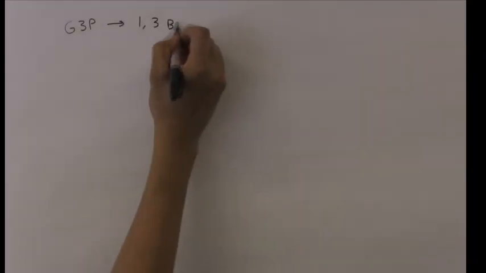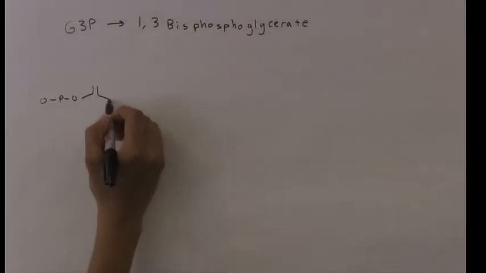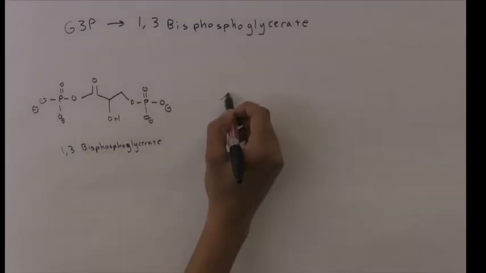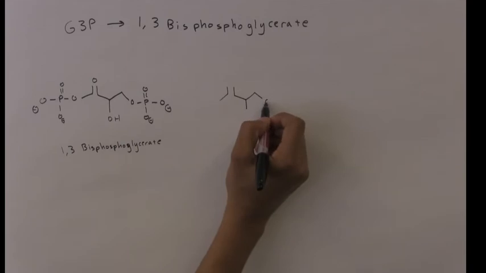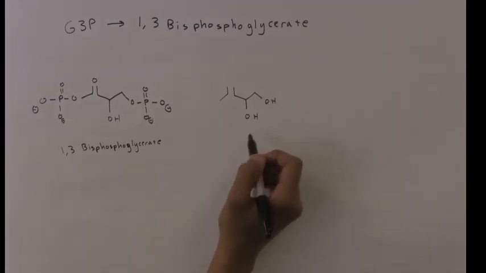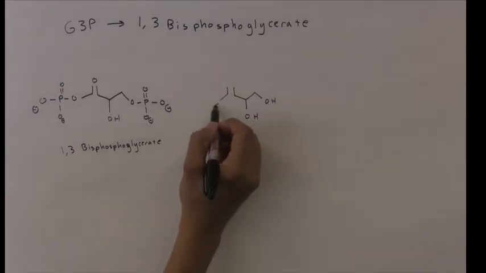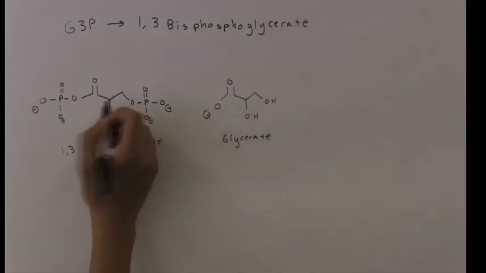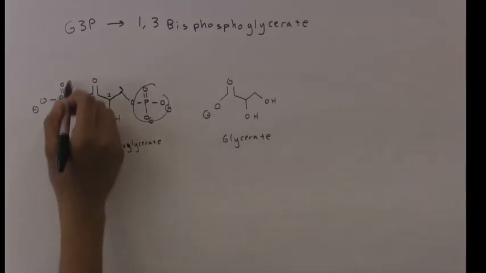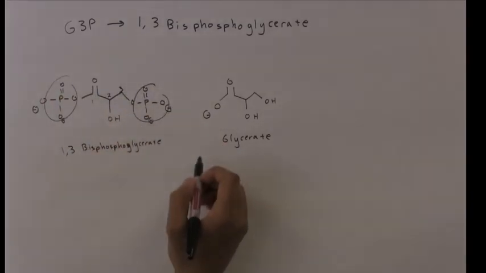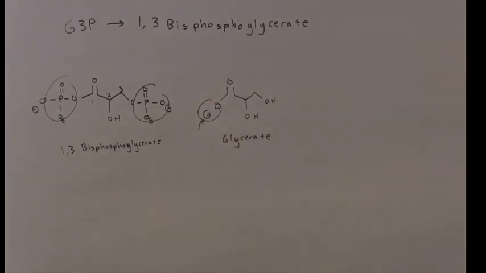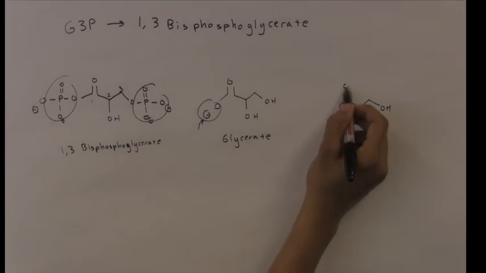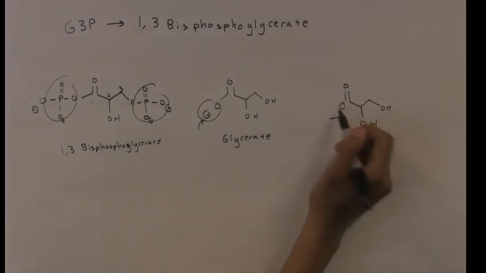In the beginning of the energy extraction phase, G3P is converted into 1,3-bisphosphoglycerate. 1,3-bisphosphoglycerate's backbone is glycerate, which looks exactly like glyceraldehyde, except that it has an oxygen on the end instead of a hydrogen. It also has 2 phosphate groups attached, 1 on each terminal carbon. Since 1,3-bisphosphoglycerate has 3 carbons, the terminal ones are numbered 1 and 3. The bis denotes 2 groups, and the phospho denotes the phosphate groups.